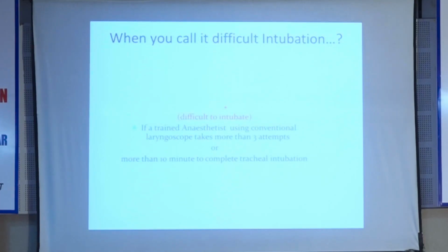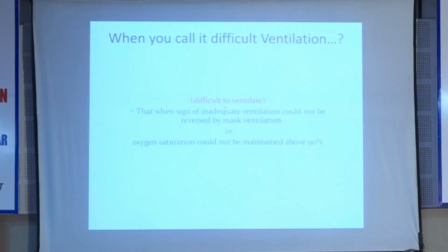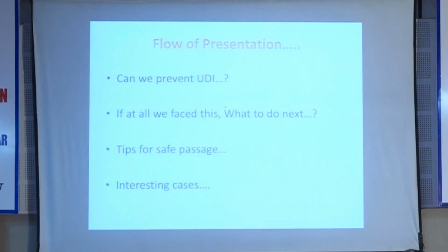So, when do you call it a difficult intubation? If a trained anesthesiologist using a conventional laryngoscope takes more than 3 attempts to intubate, or takes more than 10 minutes to intubate the patient, then we call it a difficult intubation. More important than that, what is difficult ventilation? When you are trying to ventilate the patient but there are no signs of adequate ventilation, meaning the patient is desaturating, you are unable to put the mask on or properly ventilate, and the patient is not maintaining saturation above 90%, then we call it difficult ventilation.